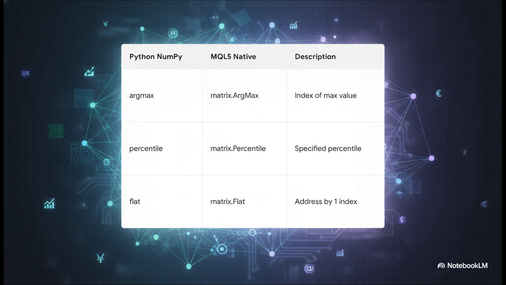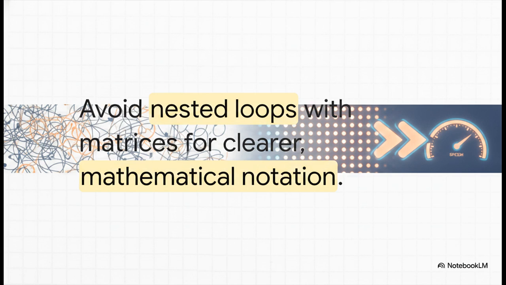It's essentially the raw power of NumPy built right into the core of your trading platform, saving you countless hours of integration headaches. And by leveraging these native matrix methods, you completely avoid writing clunky, computationally expensive nested loops. Your code becomes simpler, way cleaner, and a lot closer to actual mathematical notation.